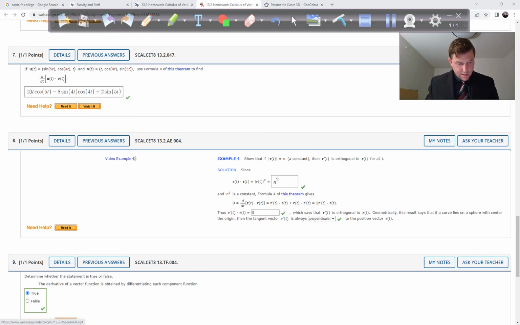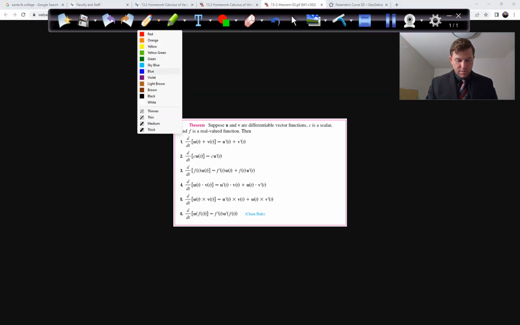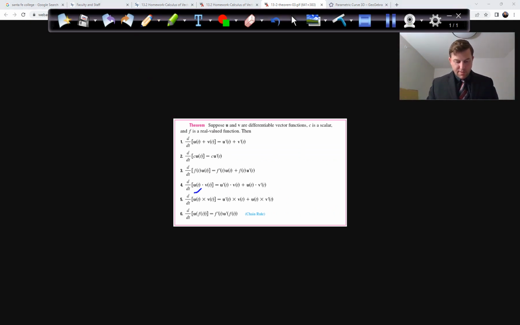So it says we're taking the derivative of the dot product of two vectors. And you click on this little thing that says, hey, use this rule. And the rule, number 4, says that just like the product rule, you take the derivative of the first one dotted with the second one left alone, plus the first one left alone dotted with the derivative of the second one. So let's go back and look at that.